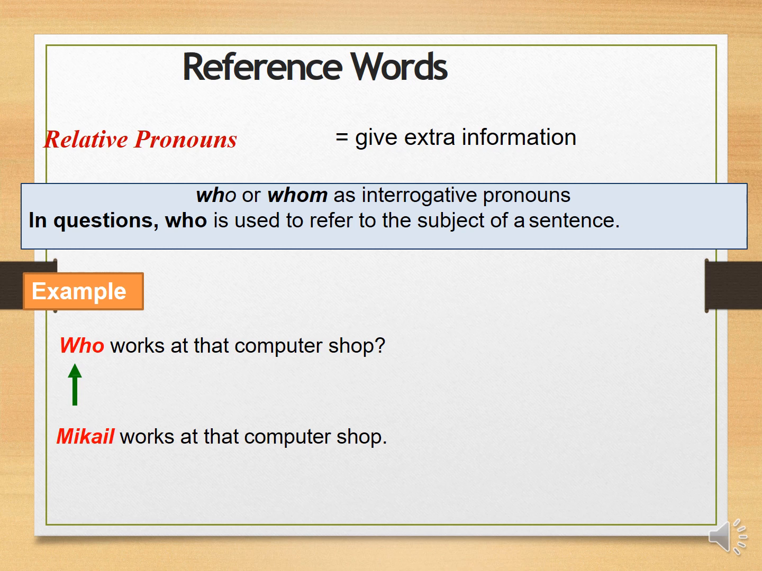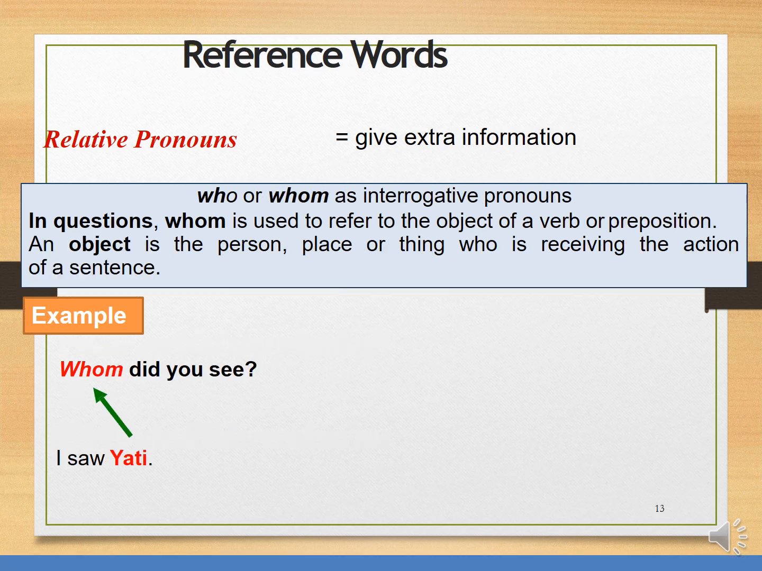Alright, so relative pronouns give extra information. Who or whom are used as interrogative pronouns. Interrogative pronouns are used to ask questions. Okay, interrogate. When you interrogate, you ask questions. So you use who or whom. In questions, who is used to refer to the subject of a sentence. So, who works at the computer shop? Mikael works at the computer shop. So, who here is referring to Mikael.